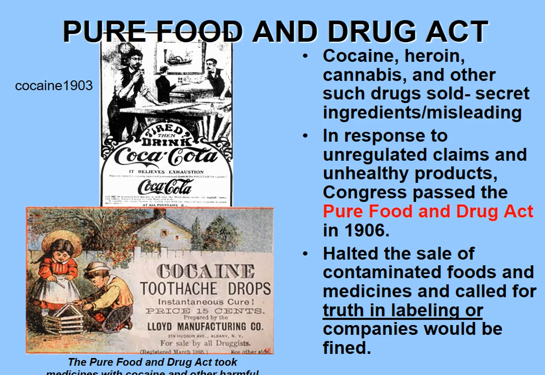And so in response to this, all these unregulated claims and unhealthy products, Congress is going to pass the Pure Food and Drug Act in 1906. And here's what it did. It's going to stop the sale of contaminated foods and medicines and call for, and here's what I underline here is what's important, the truth in labeling. They had to label what was in that product, okay, and this is medicine and food. And if they didn't, the companies would be fined. That's why still today, if you go to the grocery store and you look, all of those foods have labels. So again, protecting the consumer.